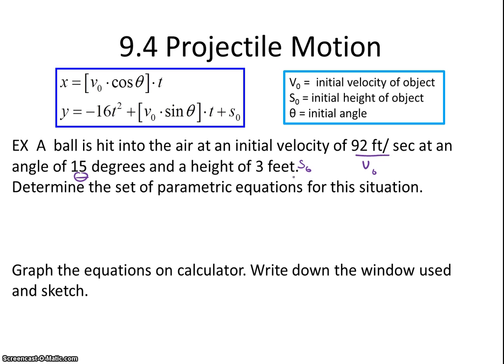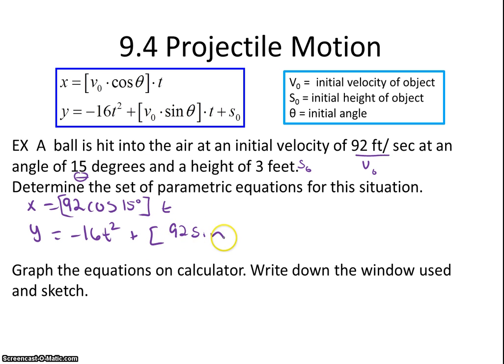Determine the set of parametric equations. So we're just going to write x equals, we're going to plug in v0, and our initial velocity is 92 cosine of theta, which is 15 degrees, and then we're going to multiply all this by t. And then our y equation is negative 16t squared, and it's always going to be that because, well, on Earth, that always has to do with our gravity, plus v0, our initial, is 92 sine of theta, our initial angle 15 degrees, times t, plus s0, and our initial height was 3. So this is our set of parametric equations.